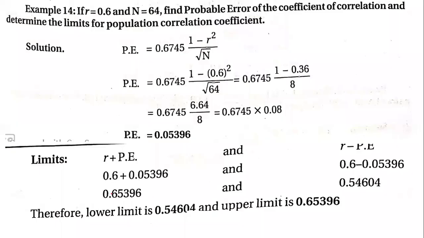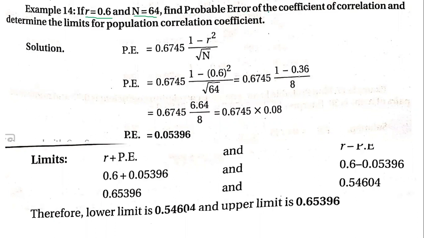I think that will make the concept much clearer. Now, in this problem, they have given us the value of r as well as n. The value of r is 0.6. r is nothing but the correlation coefficient, and n is the number of pairs of variables. So we have both the data required to calculate the problem. Let's read the question completely first.